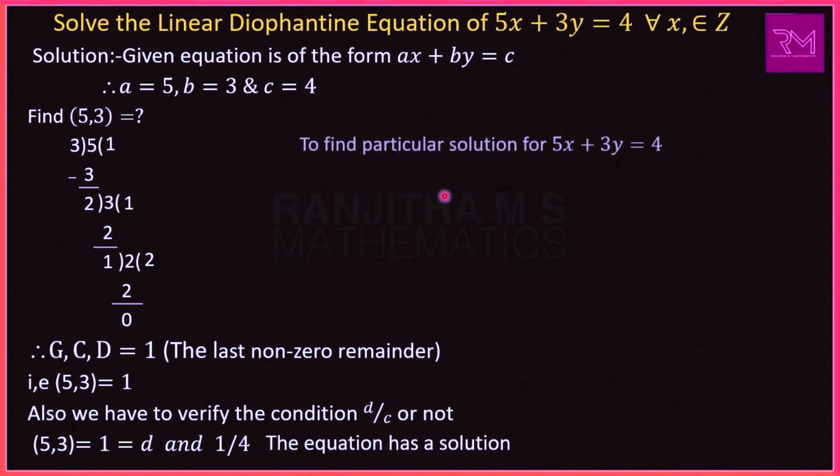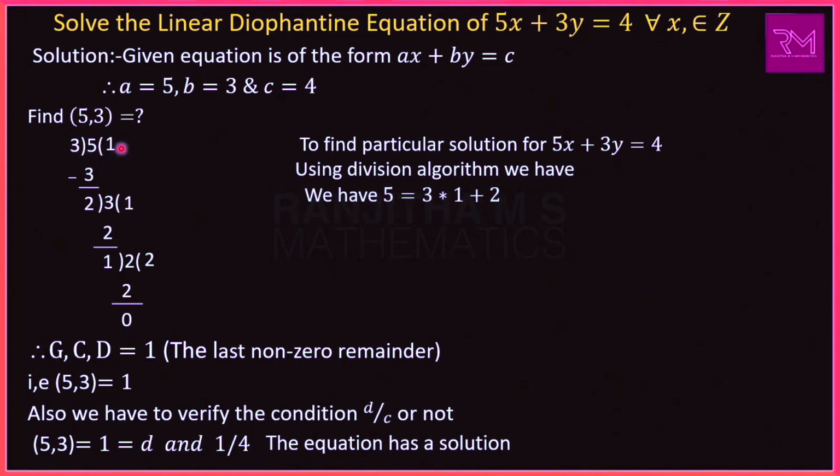Next step, we have to find the particular solution for this given equation, that is, the particular solution for 5x + 3y = 4. To find the particular solution, we have to apply the division algorithm method. Using the division algorithm, we can write 5 is equal to 3 into 1 plus 2. By the division algorithm method we write the dividend as divisor into quotient plus remainder. So that is the division algorithm method.